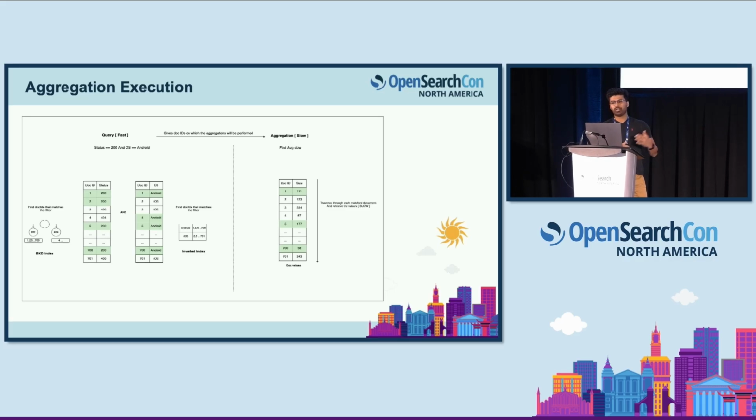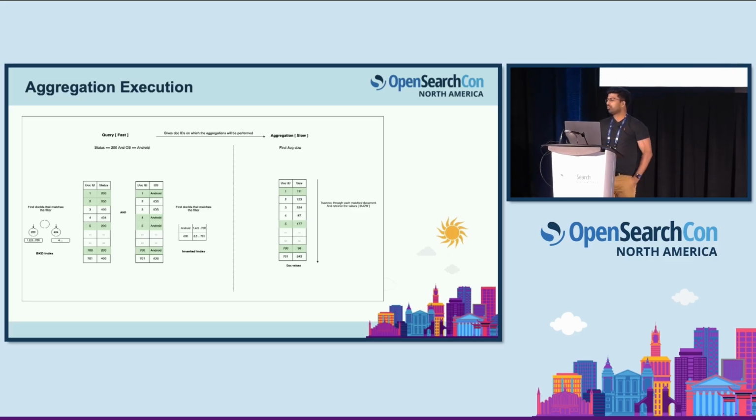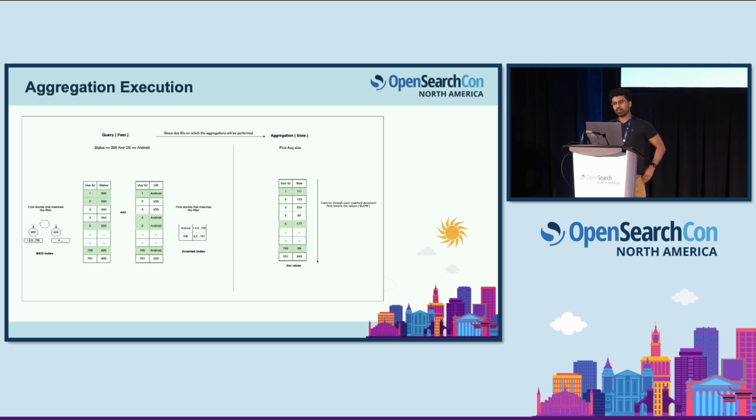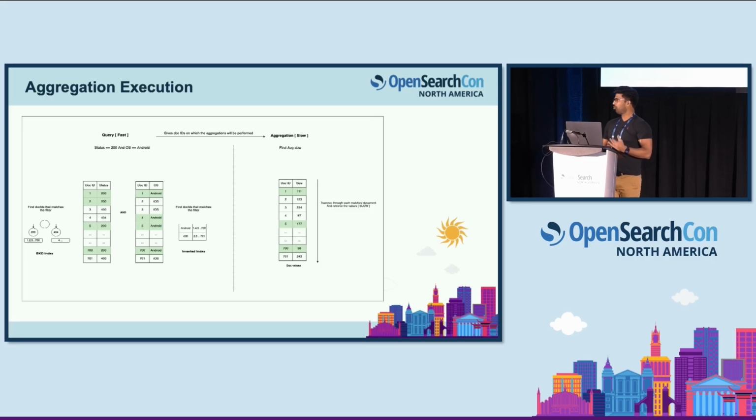Here is a look at the default execution flow. Let's say we are querying for documents where status is equal to 200 and operating system is Android. Lucene handles the query and returns a doc ID set iterator by combining the doc ID set iterators for individual queries. The iterator is then passed to the aggregator, which reads the aggregation field using doc values for each doc ID and maps each document into the appropriate bucket.